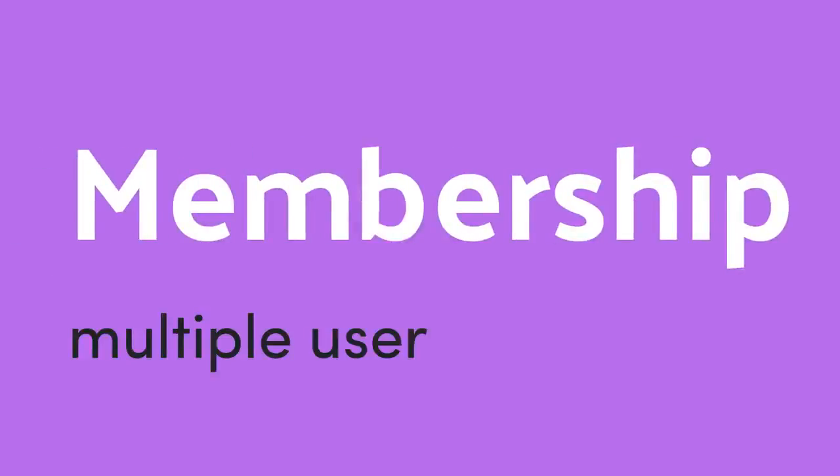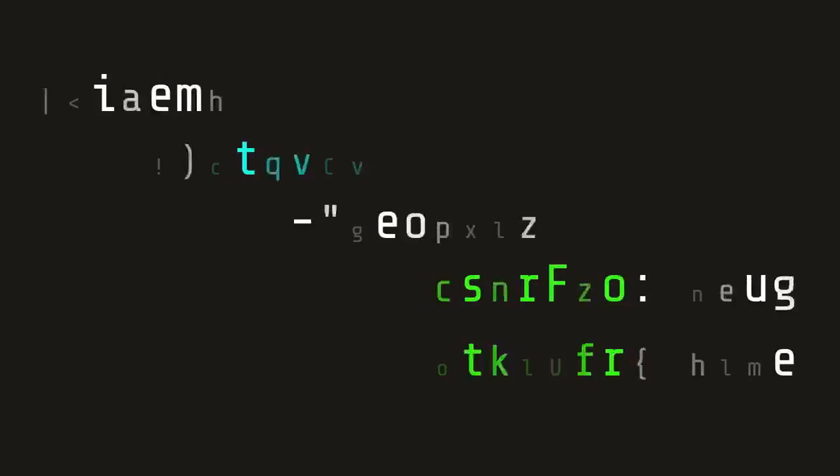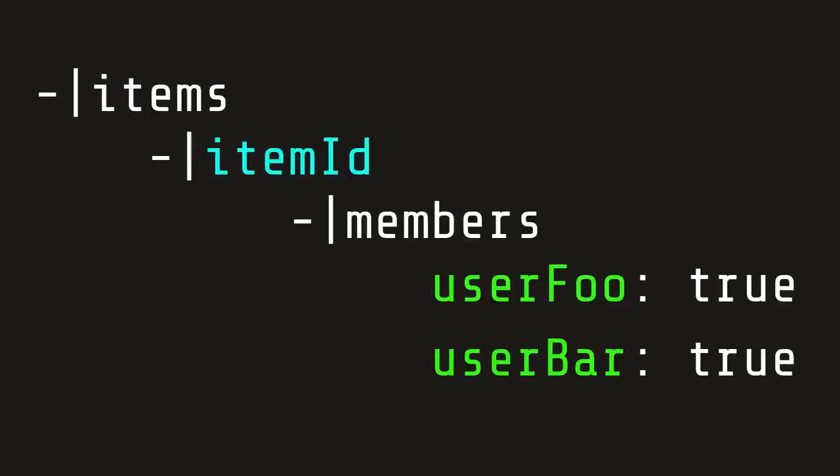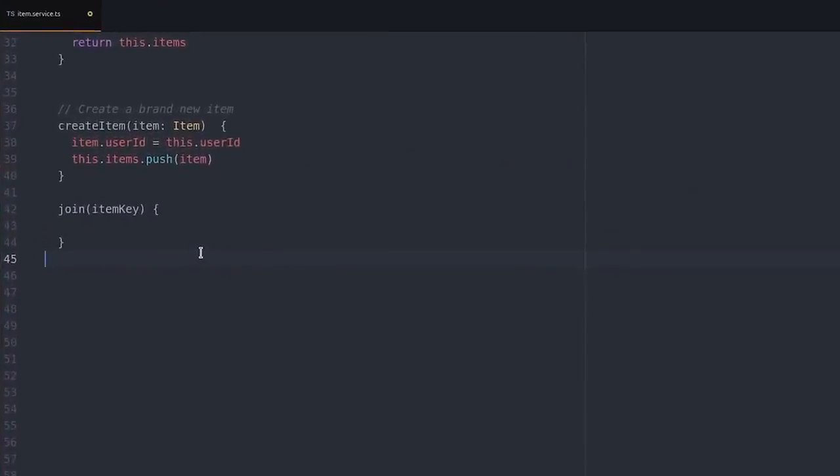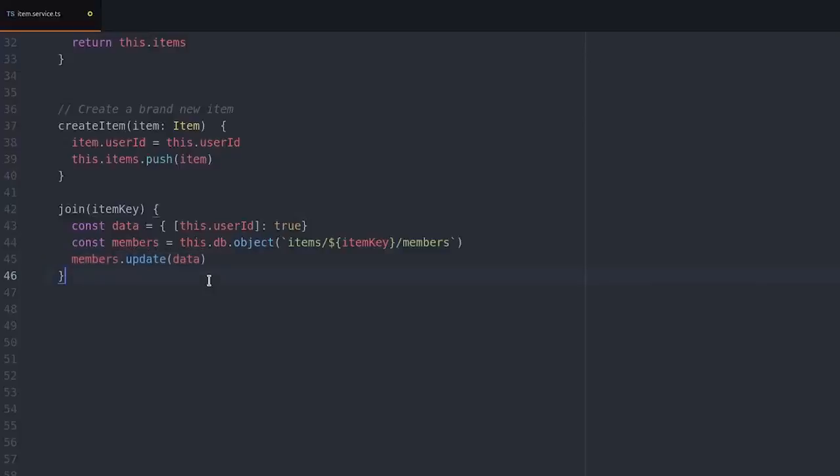The third scenario is when you have items that can be associated with multiple users. In this case, we create a collection of members that are nested under the item ID, and the key for each member is that user's user ID. Back in the service, we'll create a new function to join an item, passing it the item's key as an argument. The data will be the user ID for the key set to true.